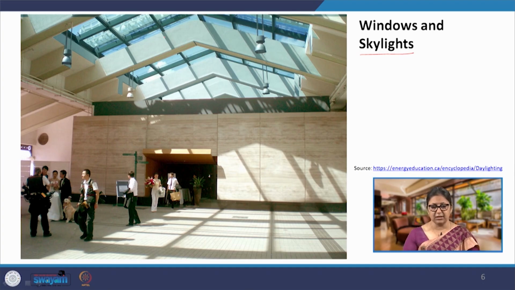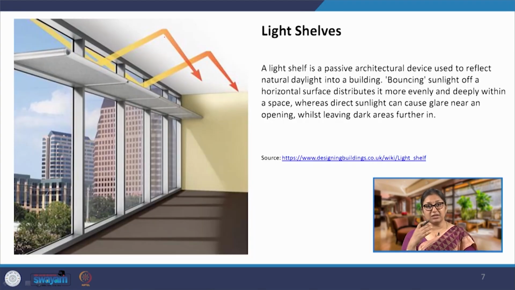So, we have to see that even looking at the sky, which is not really viewing what is happening outside at the eye level, even then it changes the quality, and of course, it reduces the energy consumption for artificial lighting. Two, it improves the quality of the space.